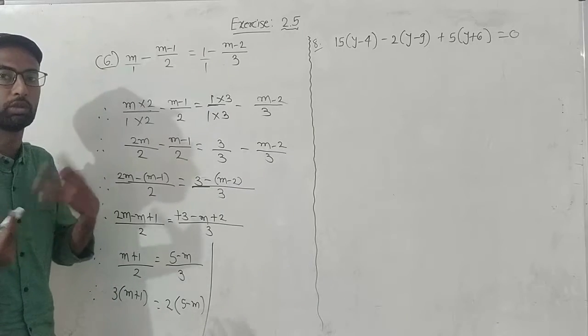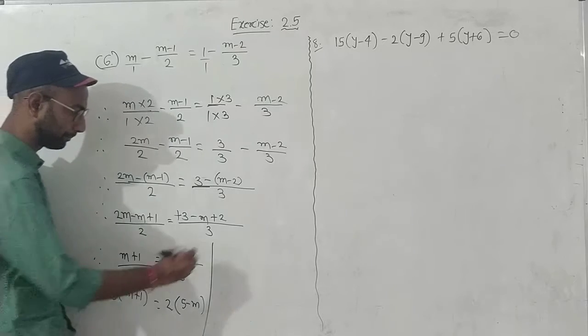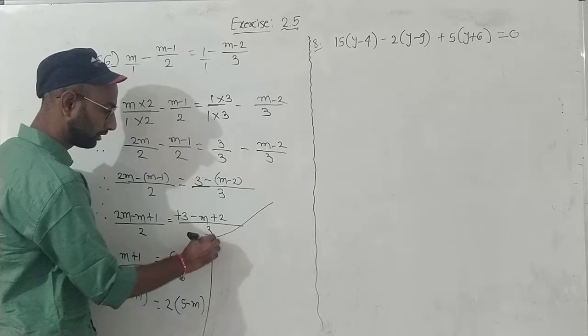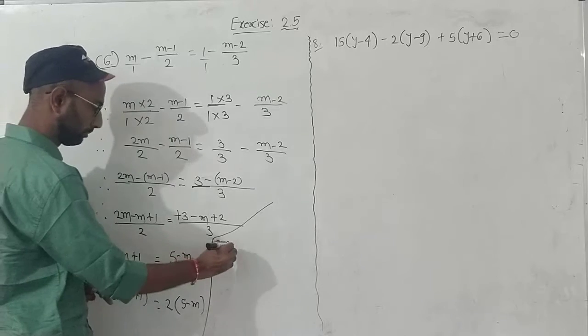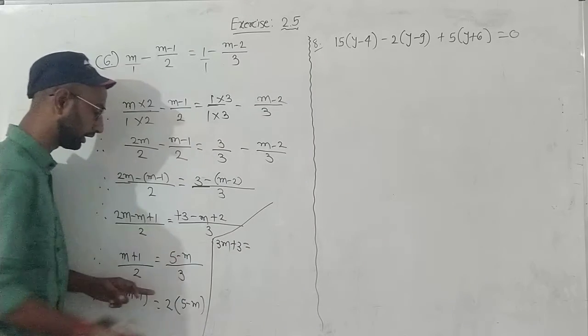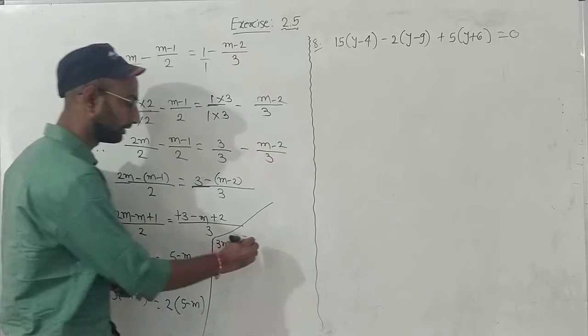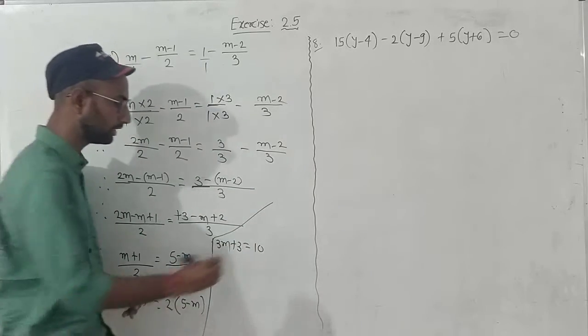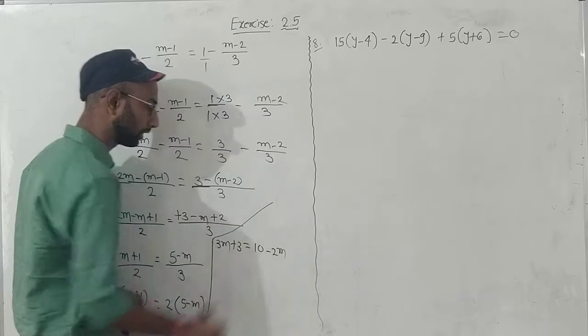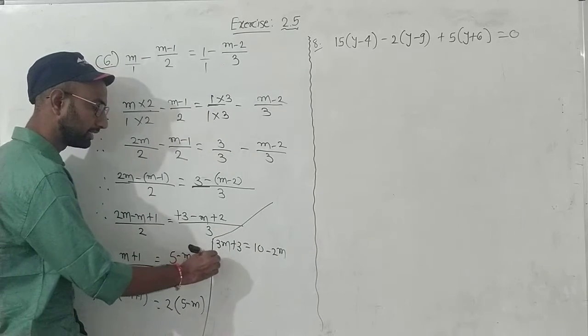When we are going to remove the bracket, 3m plus 3. 3 1s are 3. Okay, 2 5s are 10 and 2m, 2 और m का multiplication 2m. Okay, now I have written this 3m as it is.